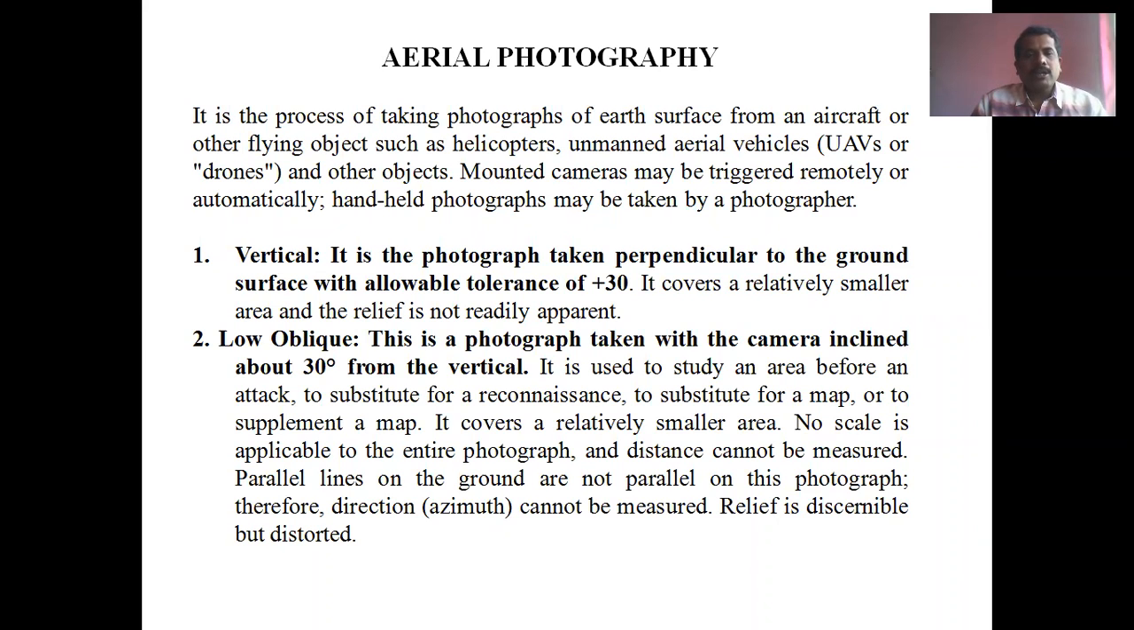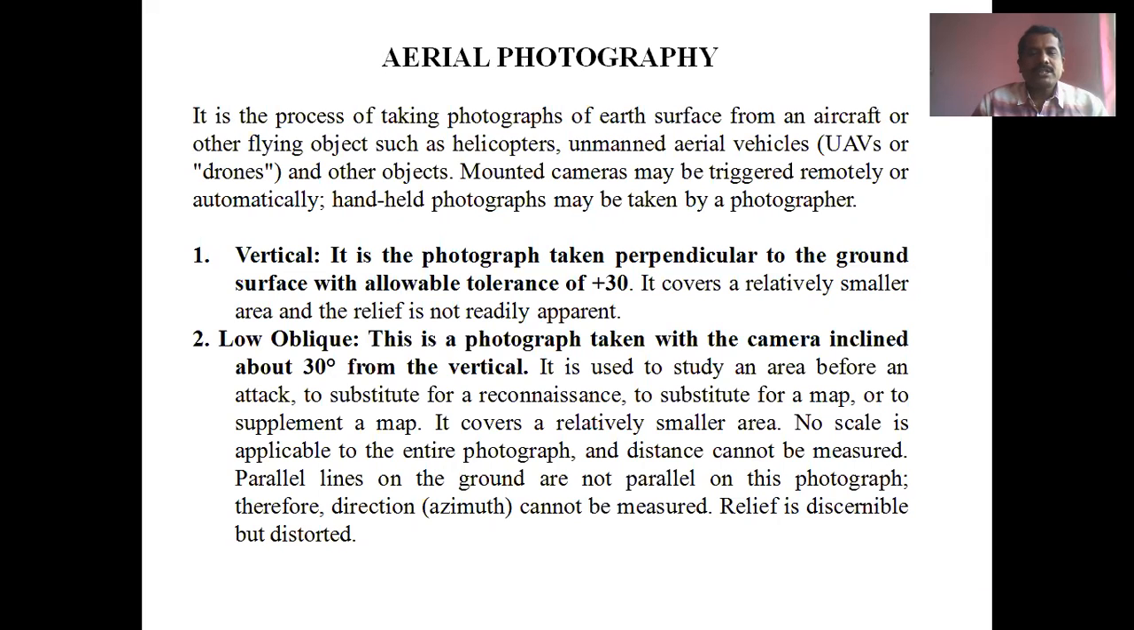So these are all the simple meaning of aerial photograph. We have different angles of inclination when you are going to take the photograph. First one is vertical. This is a photograph taken perpendicular to the ground surface with allowable tolerance of plus 30 degrees. It covers a relatively smaller area and relief is not readily apparent when you are taking vertical.